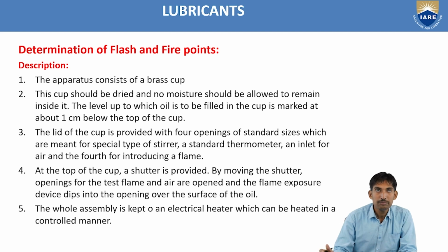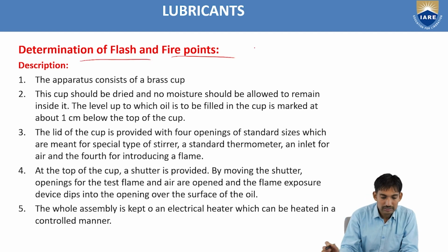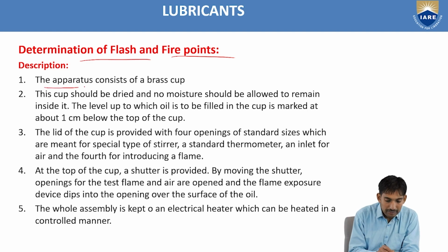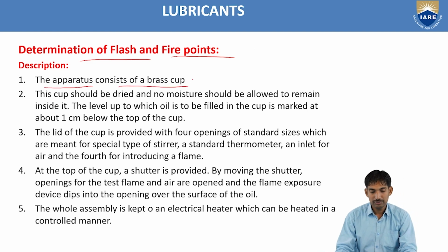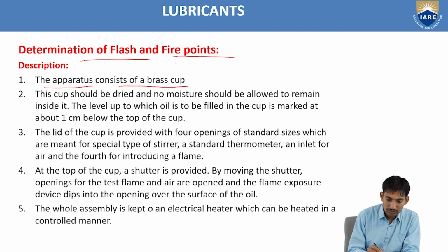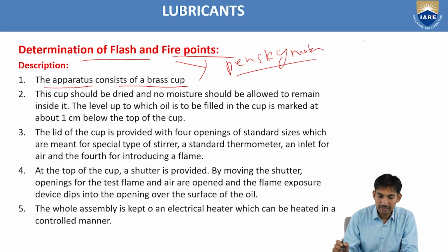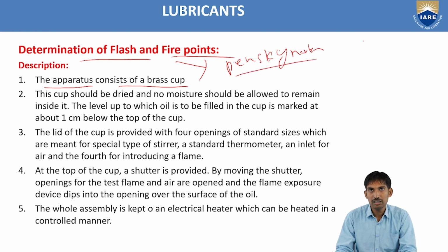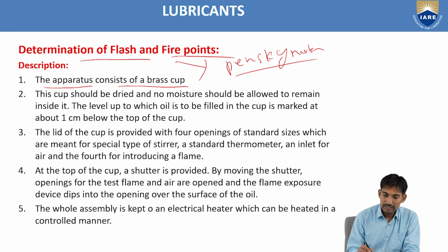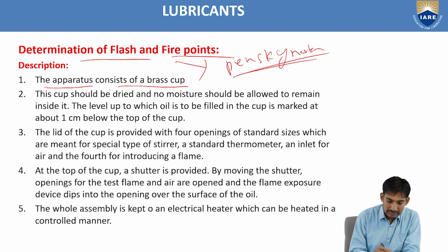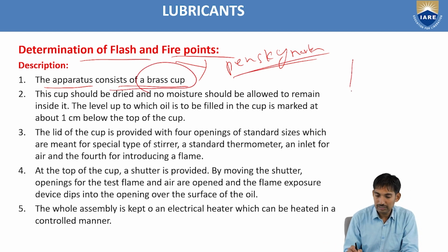See the next step, determination of flash and fire points. The apparatus consists of a brass cup for the measurement of flash point and fire point. We can use the Pensky-Martin apparatus, the instrument used to measure the flash and fire point. This Pensky-Martin apparatus contains one brass cup.